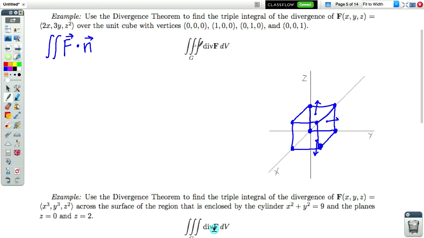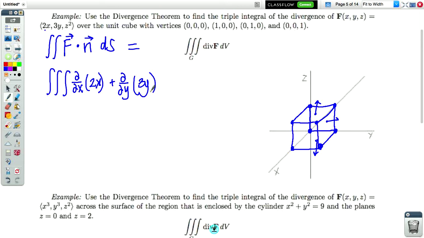But we're going to skip ahead, and we know that the divergence theorem says don't do that. Just convert it to a triple integral and use the divergence instead. So let's find the divergence of this vector field, and then we'll actually take this triple integral. So the divergence is just the partial with respect to x of 2x plus the partial with respect to y of 3y plus the partial with respect to z of z squared.